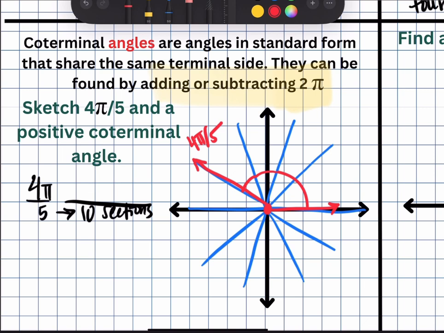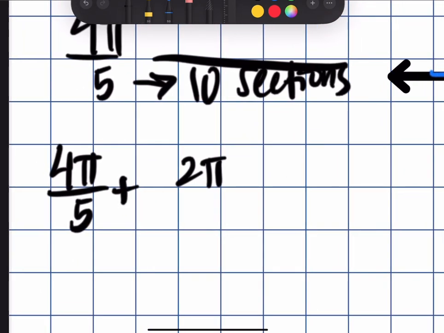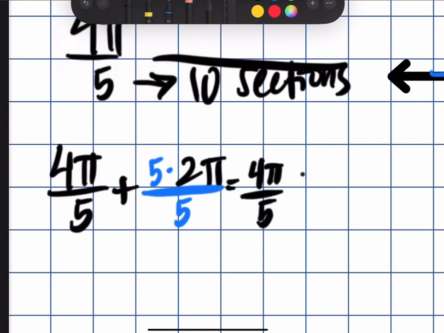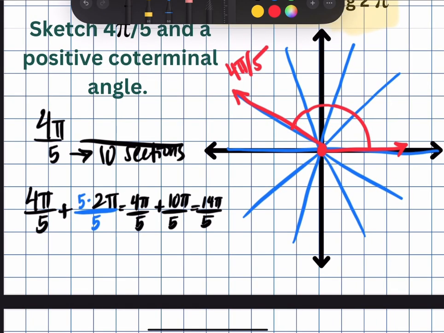And I want a positive coterminal angle. So I'm going to be adding 2 pi. So I'm going to say 4 pi over 5 plus 2 pi. Now, can I add these two fractions if they do not have the same denominator? No. We need to get them to have the same denominator. So if I multiply by 5 over 5, I get 10 pi over 5, which gives me 14 pi over 5. Okay, so this means if I have 14 pi over 5, then I need a total of 10 sections.